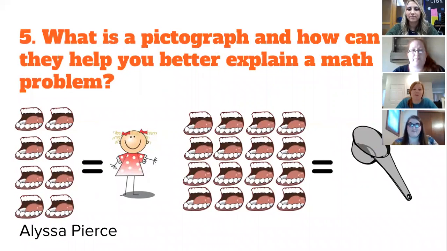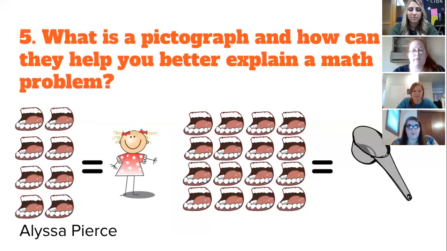Hey, Alyssa, what is a pictograph and how can they help you better explain math problems? Awesome. Well, pictographs are some of my favorite things. It's actually defined as a pictorial system for a word or phrase. So this was common way before we had letters or written word. And it's really helpful for visual learners like myself.